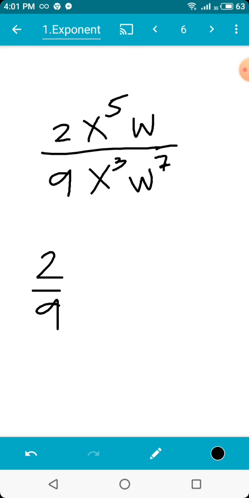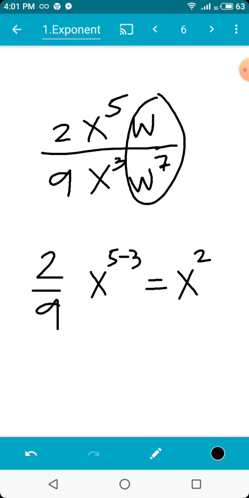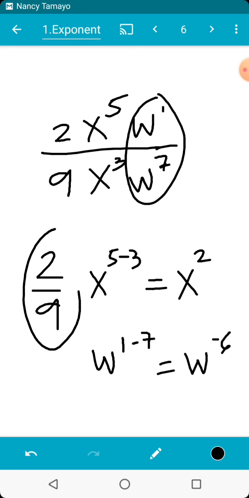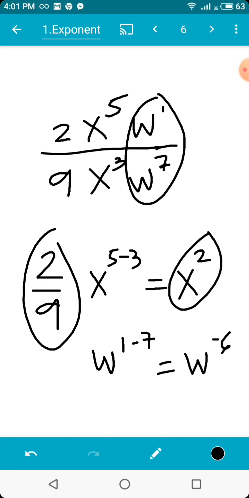Okay? And then next is yung x natin. So kung naalala nyo, that will become minus, right? So x raised to 5 minus 3, and that is x squared. Okay? And then we have here now w. So since walang exponent si w na nasa numerator, so automatic 1 siya. So, it will become 1 minus 7, and that is w raised to negative 6. Okay? So, yung mga naging sagot natin ay 2 over 9, x squared, and w raised to negative 6.